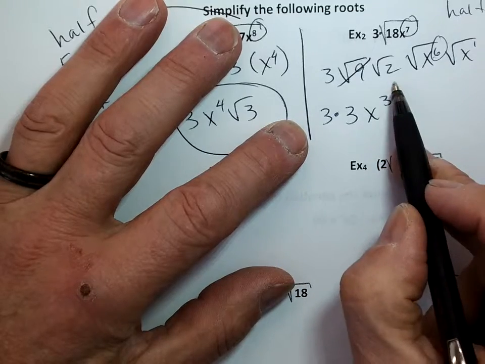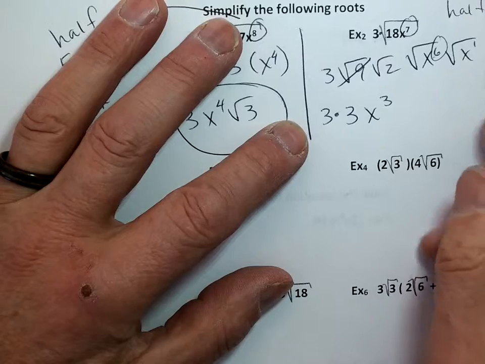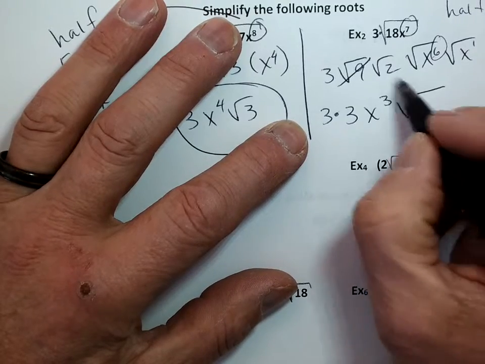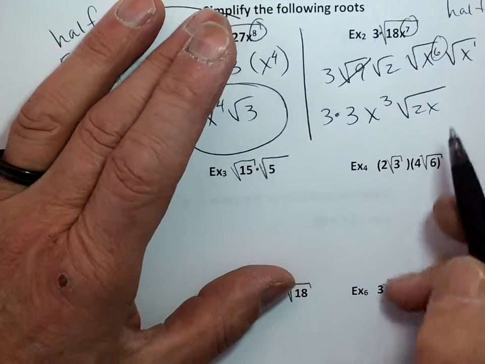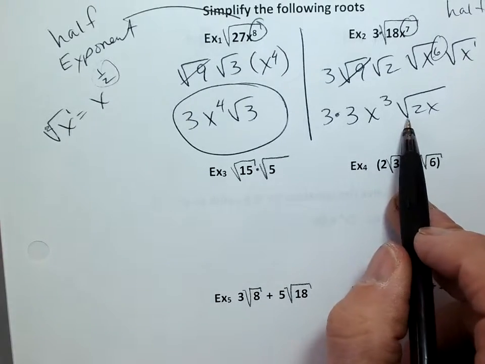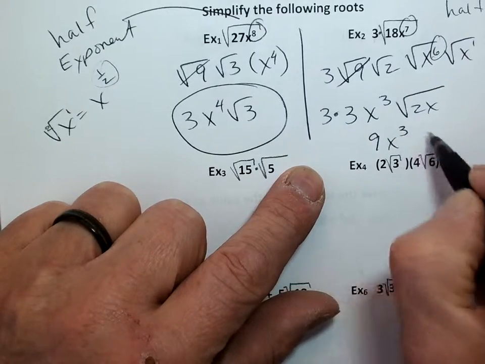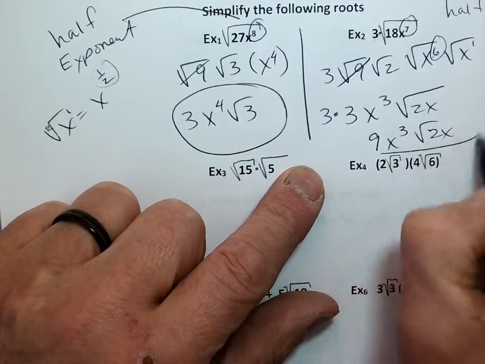And then the square root of 2 and the square root of x, you can't do anything with it. They're going to just have to stay as the square root of 2 and the square root of x because you can't. This is actually like a 1.41 blah, blah, blah. It's a really ugly number. It's an irrational number, so you leave it alone. So I get an answer of 9x cubed square root of 2x, right?